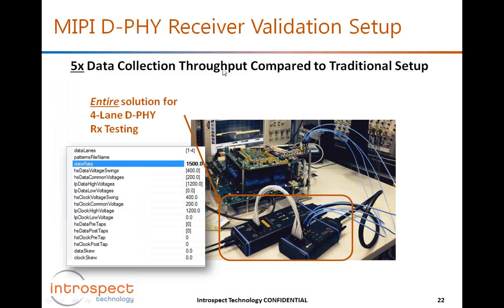And so from a bench perspective, here's an example of a D-PHY validation setup. And again, the tester is quite compact here in this case for D-PHY. This is a tester from Introspect Technology, and the software interface for it is very compact. Parameters are defined at a high level this way, and then automation is achieved with the Python programming language. And what we've seen in our experience is that there's about a 5 times reduction in test time when using this approach to automation versus conventional tools.